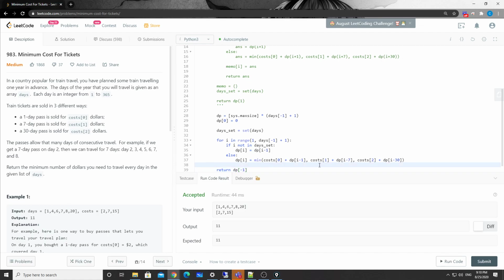But here I think there's a little trick, because since we're starting from one, the I minus 7 and the I minus 30 could have gone to negative values. This one is fine because it's I minus 1, it's always greater or equal to 0. But for the others, we don't want them to go beyond 0, so we can always do a max 0 with the I minus 7, and the same thing for this one. Basically, we bound it to 0.